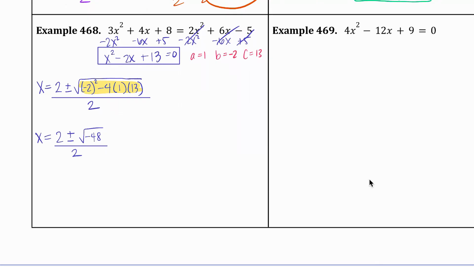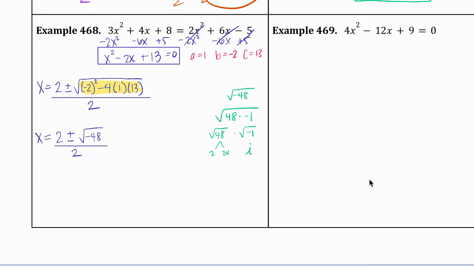Okay, you might remember from a last unit or so that if I simplify the square root of negative 48, we're going to have an i, an imaginary number, in our answer. So I'm going to think about this as the square root of 48 times the square root of negative 1. Well, we know the square root of negative 1 is just i. So now let's see how we can simplify the square root of 48.